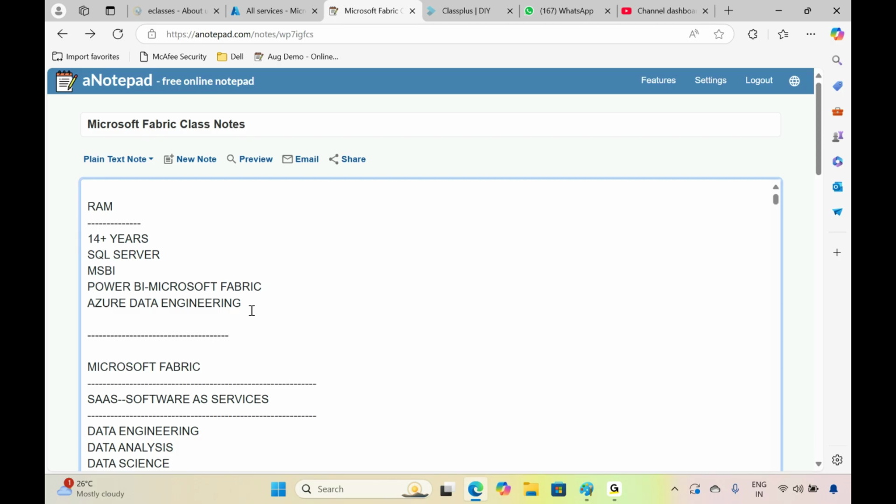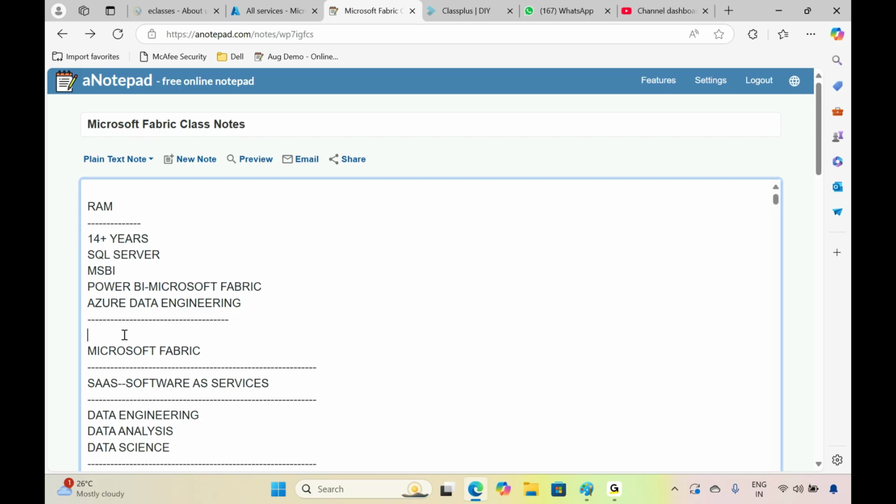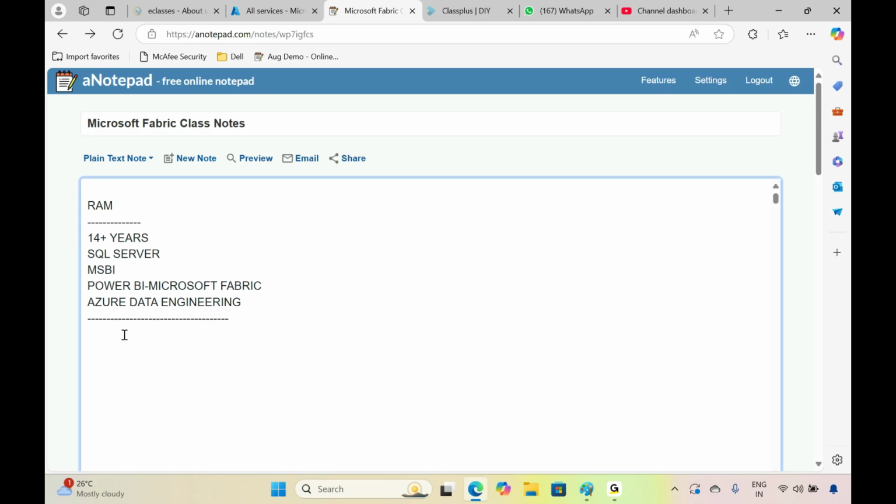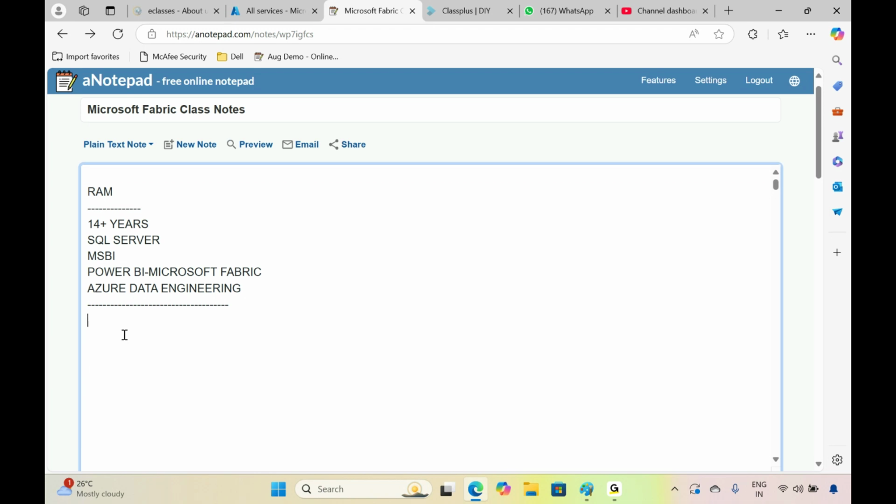Most of the students who joined this demo session are in confusion about what course they have to learn. Whether I need to learn Power BI, or Microsoft Fabric, or Azure Data Engineering. Which course do I need to learn out of these three courses? What is the best suitable course for me? Am I right? These are all the confusions you guys have currently.